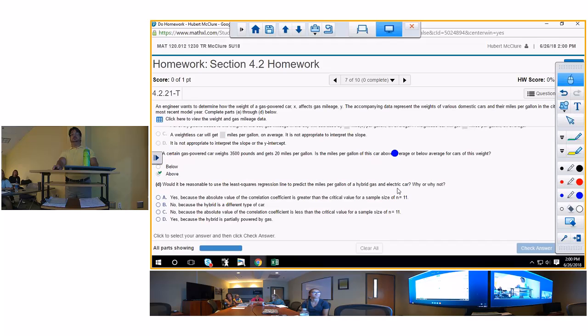Now, that's my own personal opinion as a person of math. I don't think that makes sense. That's like me taking a group of women and putting them in a room and asking them 10 questions and then trying to predict what the men would say. Look at the context of the question. The question is asking what's happening to this gas-powered car, and then at the end it asks, would it be reasonable to use the least squares regression line to predict the miles per gallon of a gas hybrid car? So what can you take out? A and D. Because you know A and D are not possible.